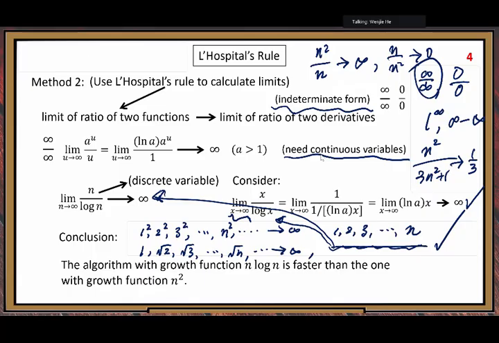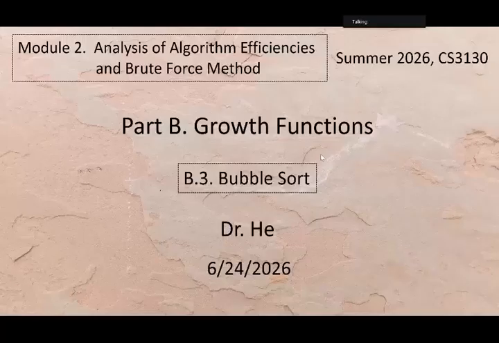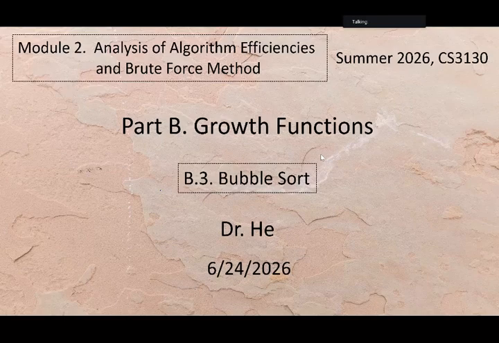So here, now the conclusion. After we get this, we can get a conclusion. Our first method is much slower than the second method. The second method, with growth function n log n, is much faster than the growth function of the first method. So that's our conclusion. Next, B.3, bubble sort.